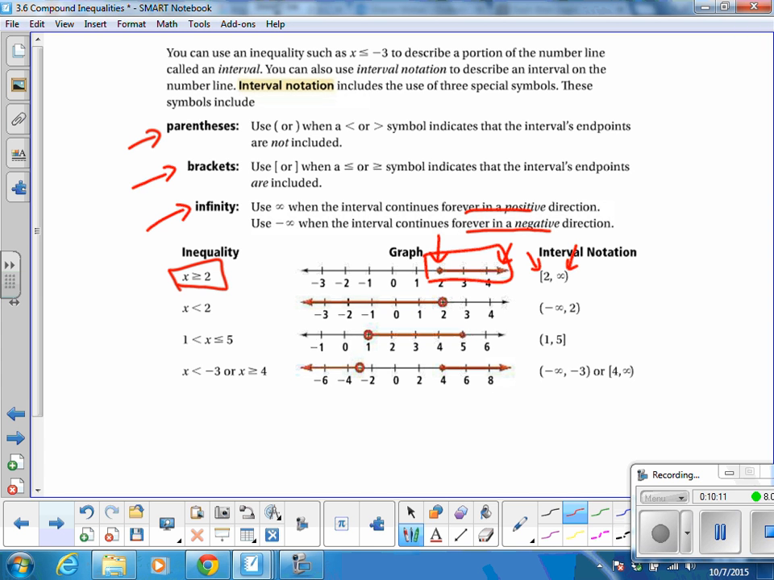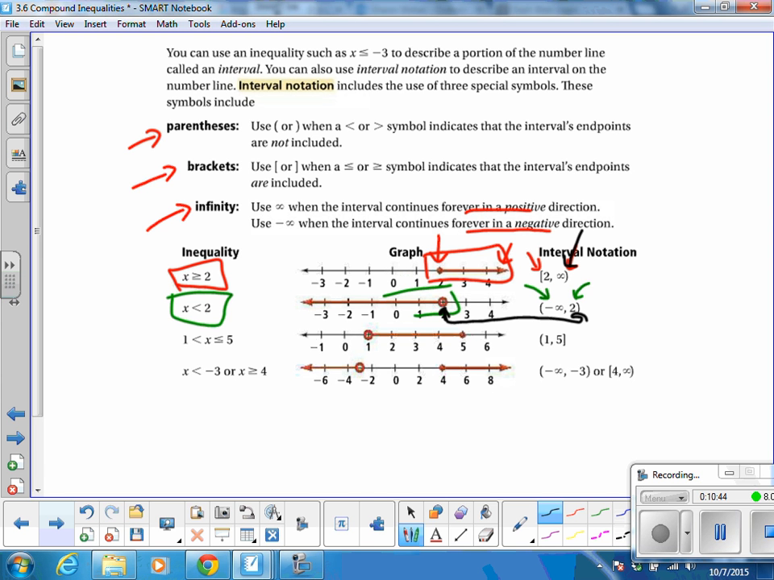For my second graph, it is x is less than 2, and my graph shows that one. On the left side, I've got negative infinity, and on the right side, it's 2. Now my parentheses are showing up here because the dot is open, it's not including it. And just like the infinity sign, infinity keeps going. There's no end point, so that's why it is a parenthesis.